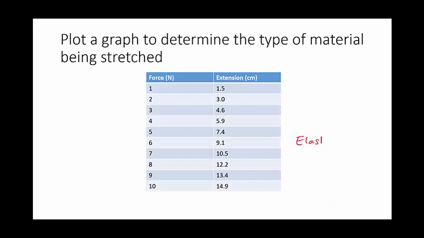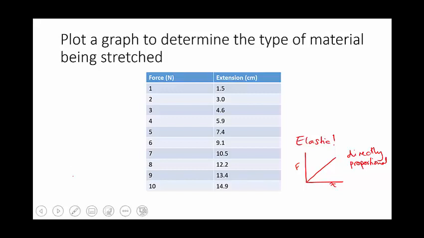Right, so you should have found that you got a straight line through the origin, which tells us that it is an elastic material because the force is directly proportional to the extension. Okay, remember, for directly proportional, we are looking for a straight line through the origin. As one thing doubles, the other thing also doubles.